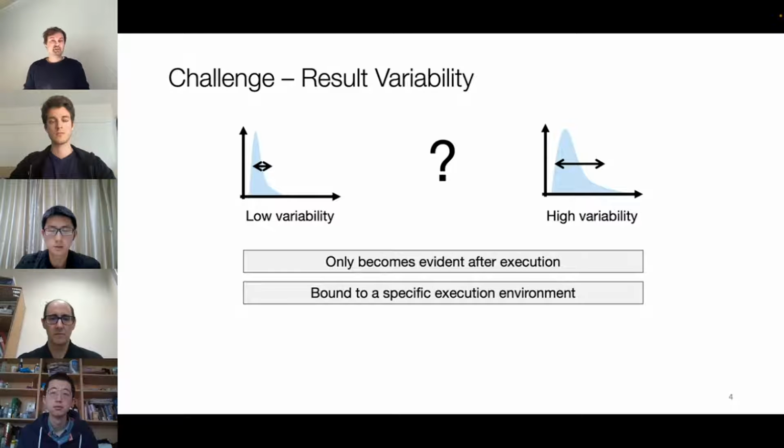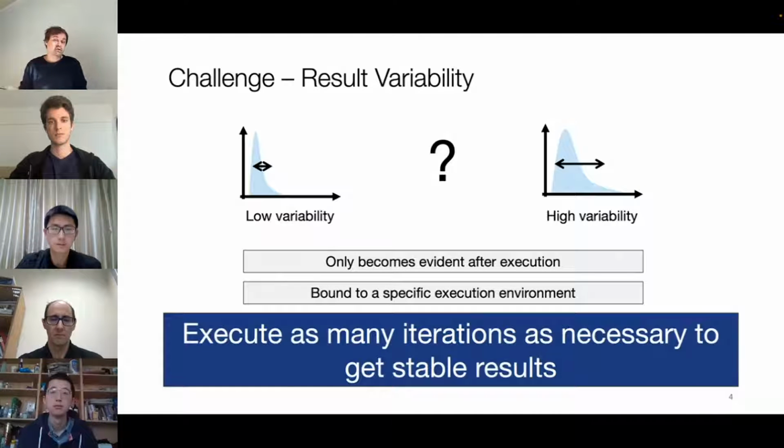So, for example, it might be very stable in a performance testing environment, but it might be very unstable on the developer machine. What we can do is, well, we can only execute as many of these repeated iterations, so as many as necessary, whatever that means, to get stable results.